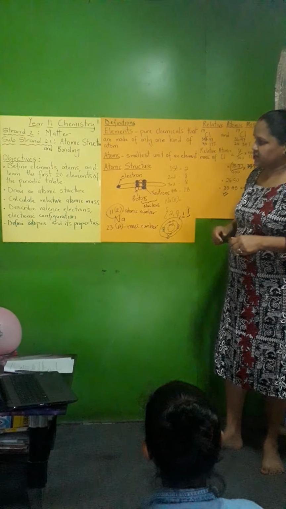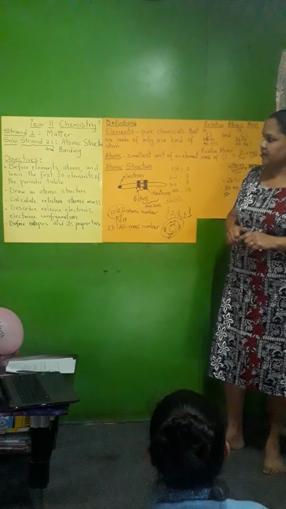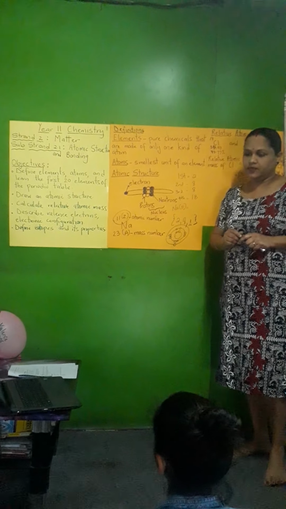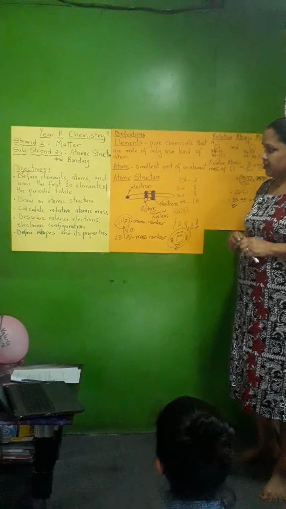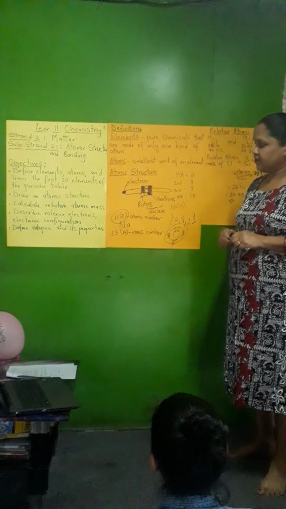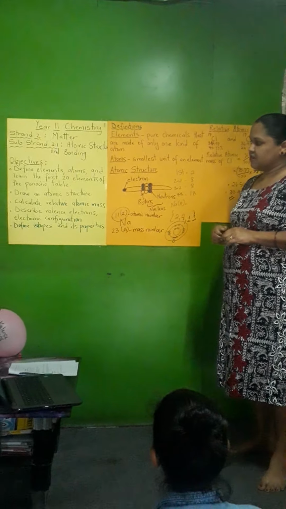Let's look at the objectives of this lesson. You will define elements and atoms, and learn the first 20 elements of the periodic table. Then you will draw an atomic structure. Thirdly, you will calculate relative atomic mass. Then you will describe the valence electrons and electronic configuration. And lastly, you will define isotopes and learn its properties.